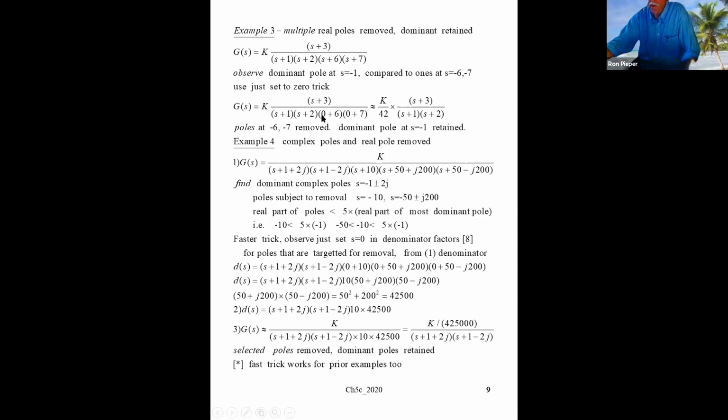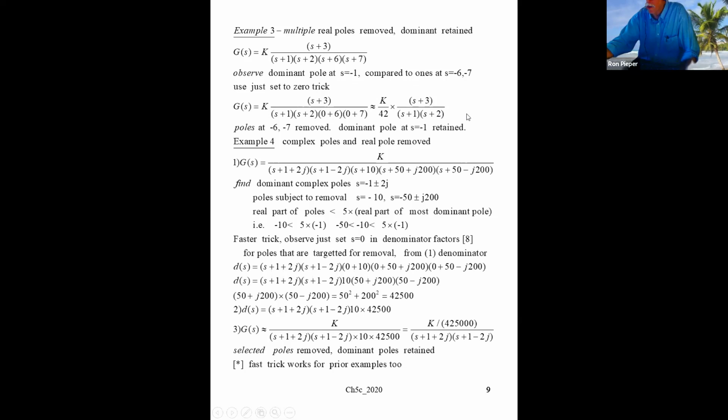So set s equal to 0 on those two, not the others, but those. And so 6 times 7 is 42. And then the K went along for the ride. There you go. And so this is the end result from the dominant pole analysis.